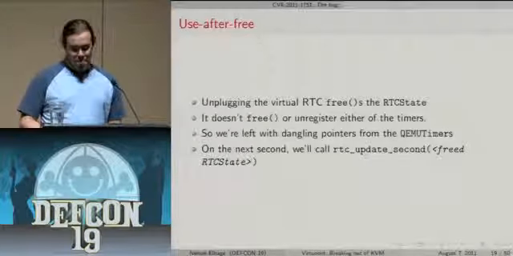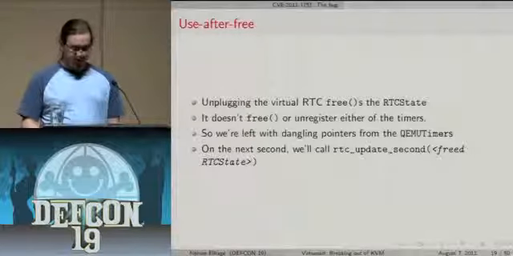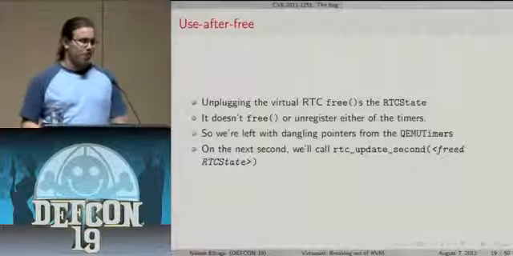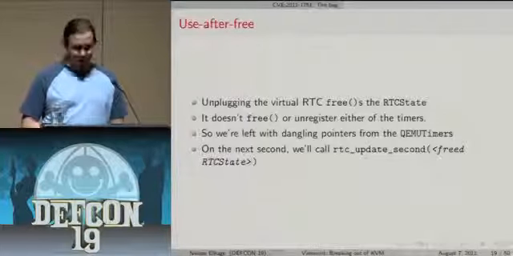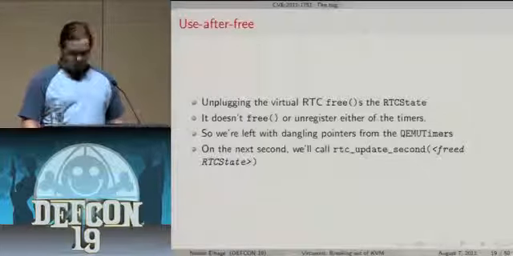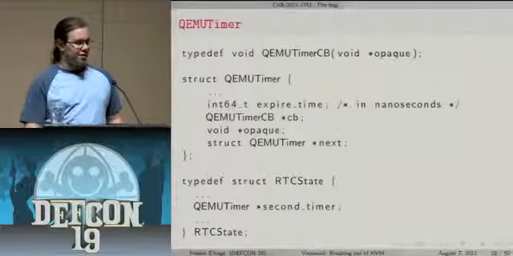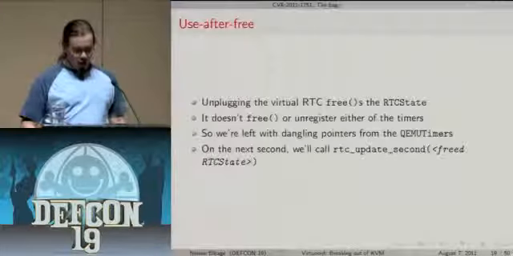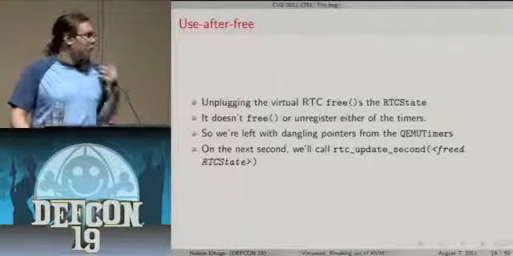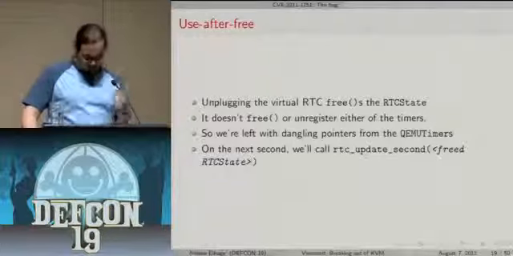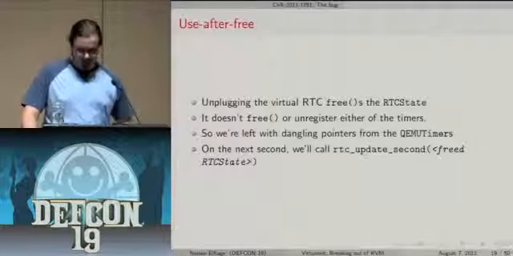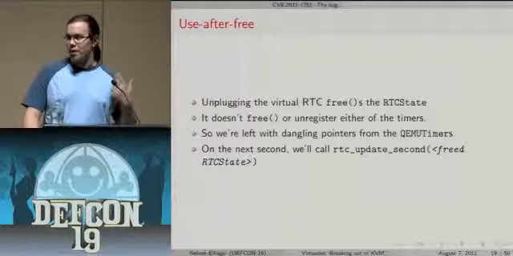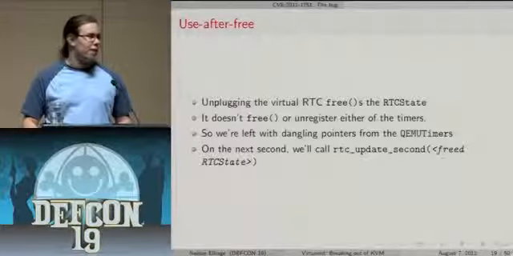But if we free it, it frees the RTC state structure, but it doesn't free or unregister either of the timers it used. I've only shown the one that's relevant for this exploit. And so we're left with dangling pointers. That opaque pointer there is actually used as a pointer to the RTC state, and so we have a dangling pointer to a free object. And so within a second later, at the next second tick, we call this RTC update second function on a freed object. And we have a classic use after free bug here.